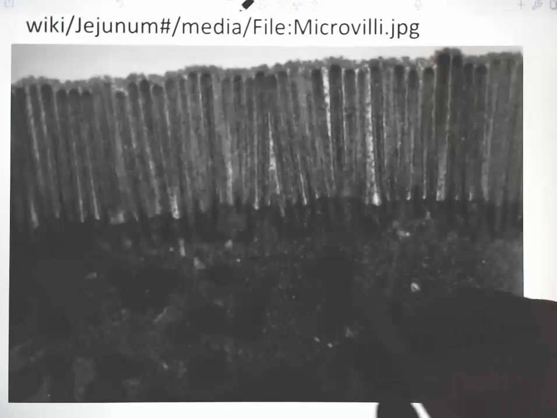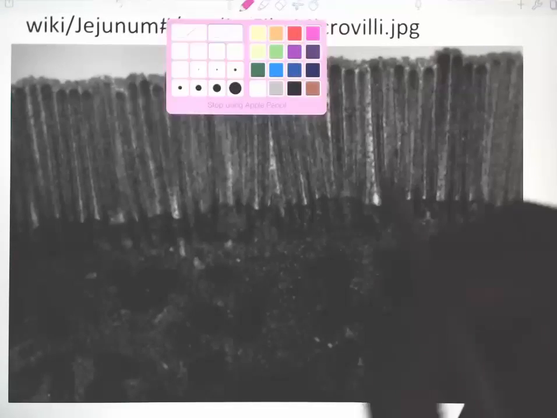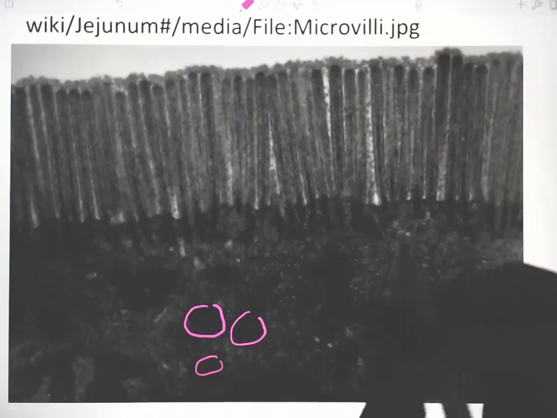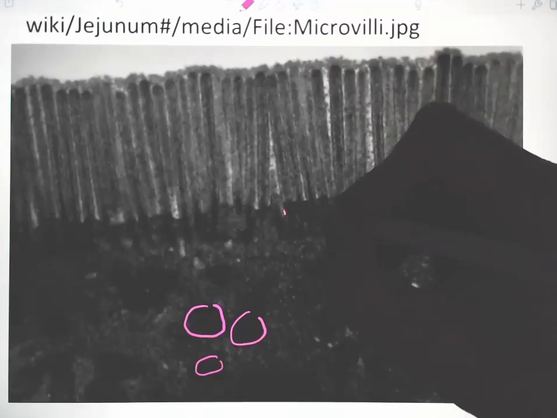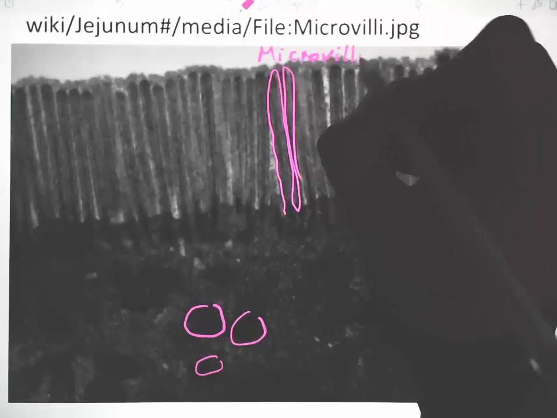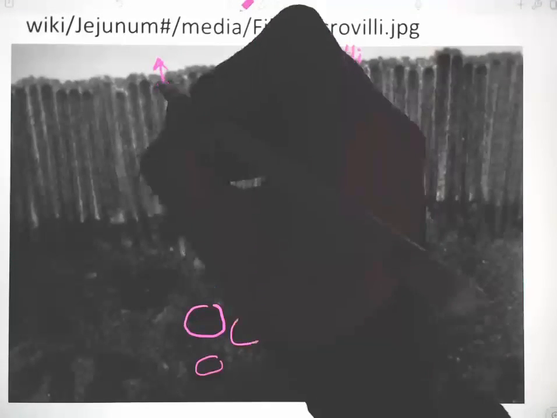Here is a scanning electron micrograph, just one individual cell. These things you can't see very well are mitochondria. These long, narrow projections are microvilli. Movements will allow material to move so that this entire surface area can absorb material.